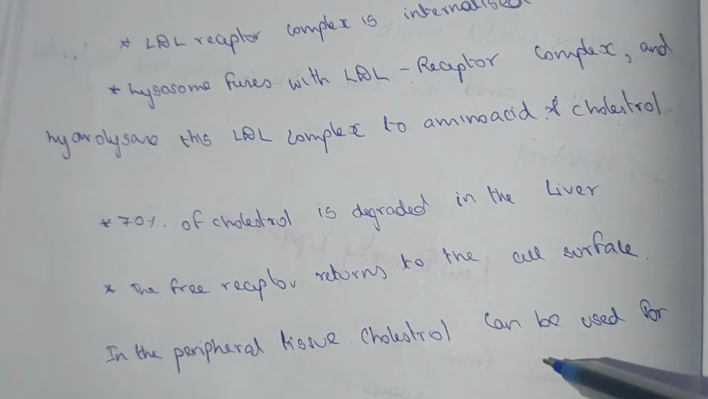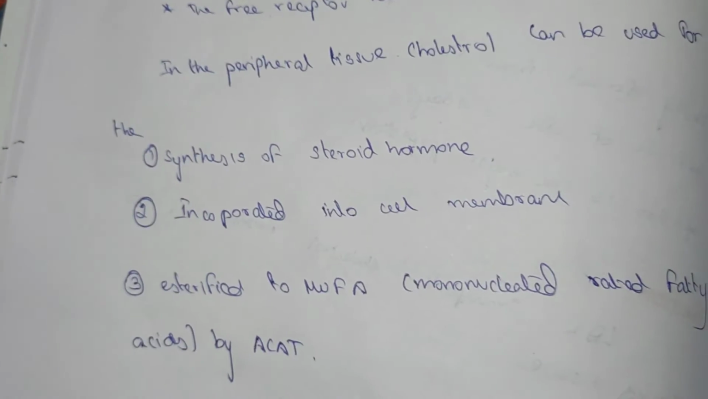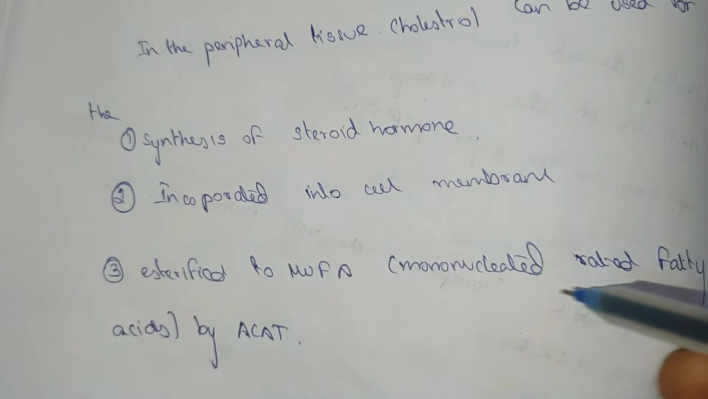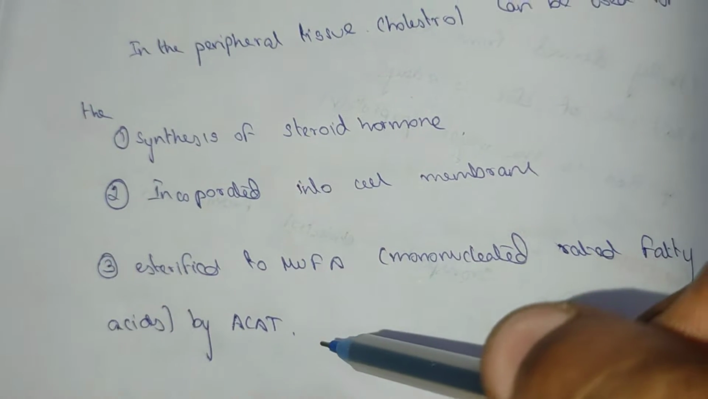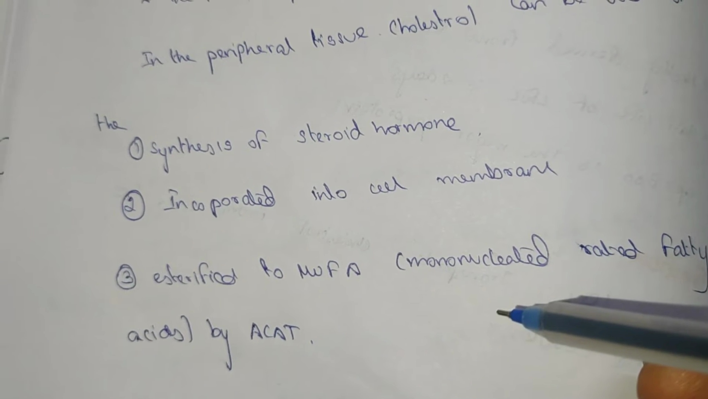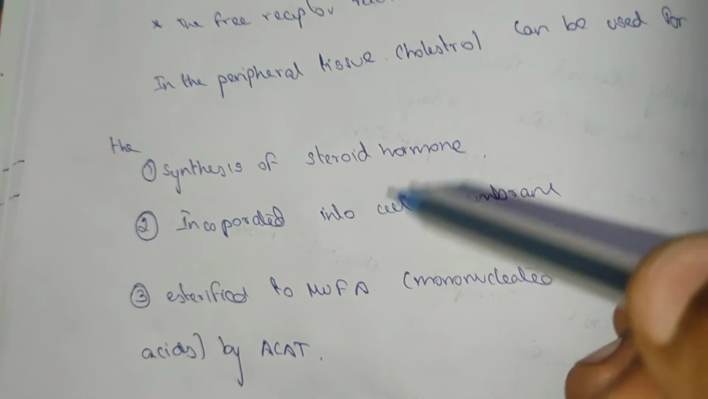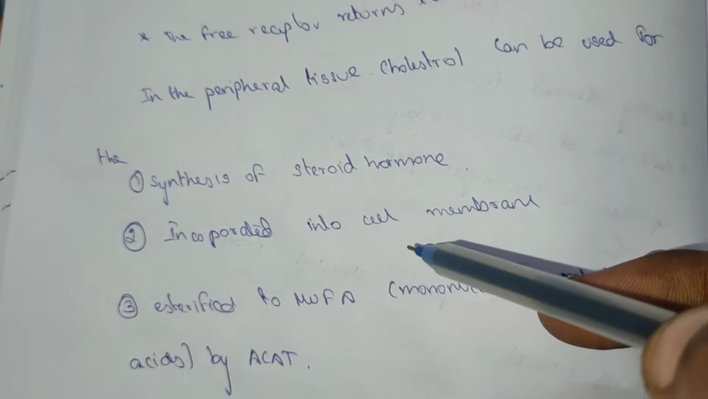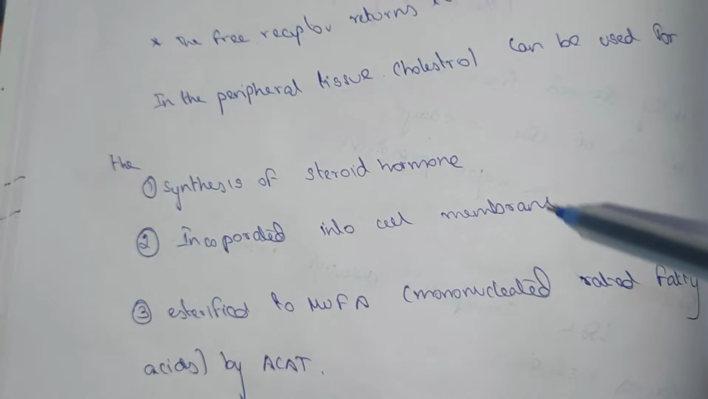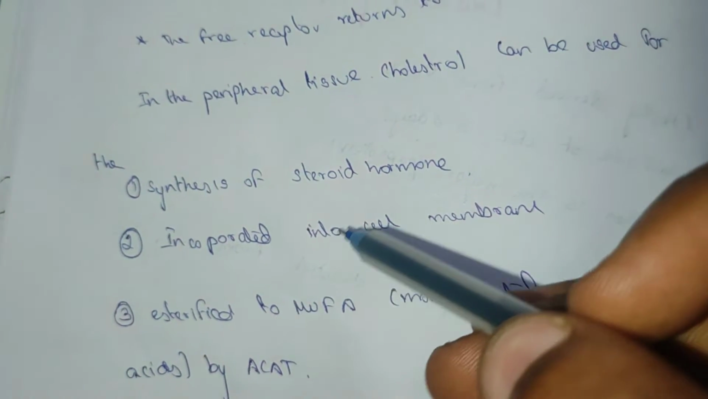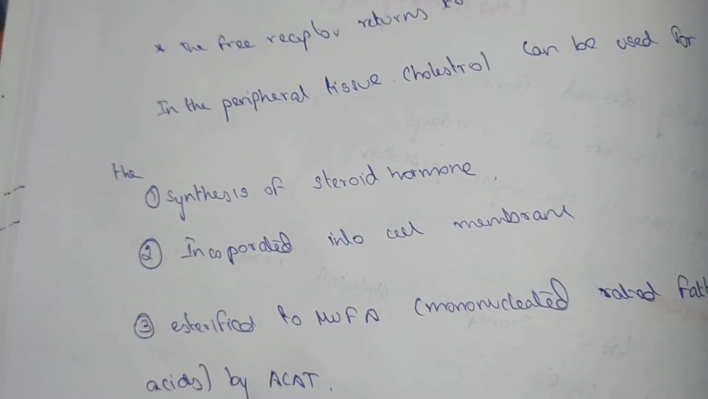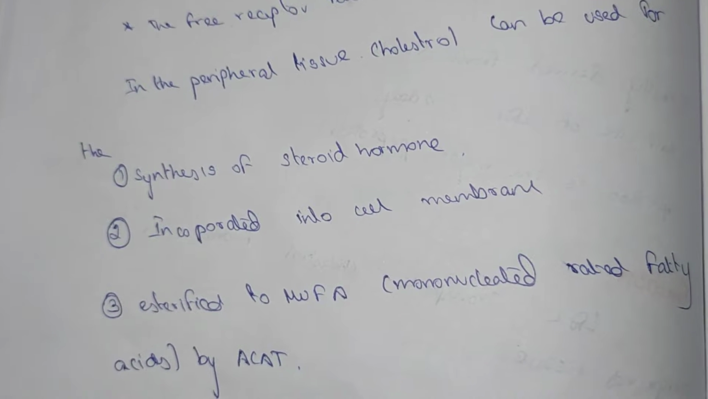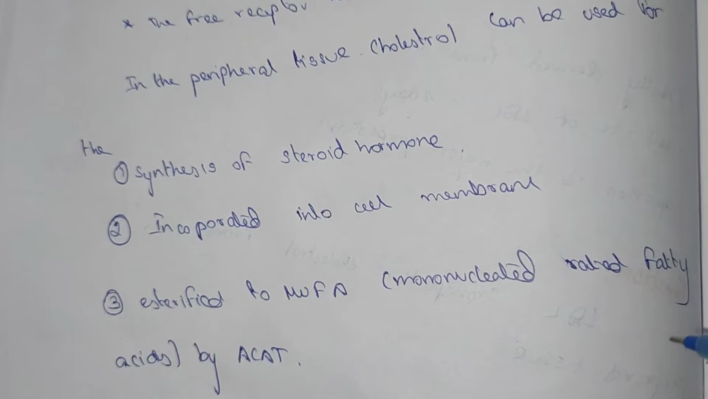In peripheral tissue, the cholesterol can be used for the synthesis of steroid hormone, incorporated into the cell membrane, or esterified to MUFA, monounsaturated fatty acid, by ACAT. These are the uses of the peripheral cholesterol.